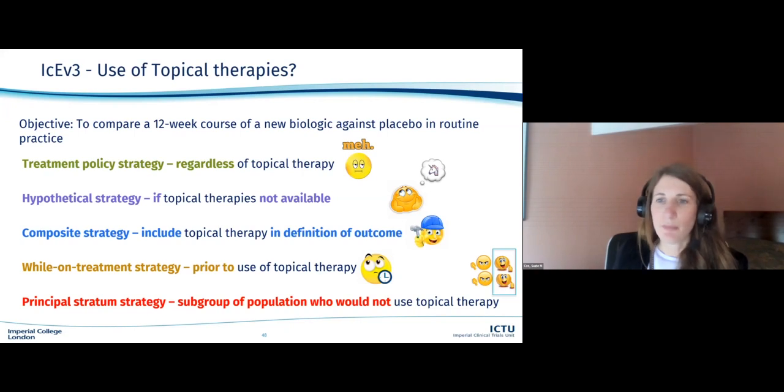So we can see majority here, 61% have gone for treatment policy. We've got 5% going for hypothetical, 23% have gone for composite, 6% for while on treatment, and 5% principal stratification. So we have got quite a bit of variability here, but the majority going for treatment policy.